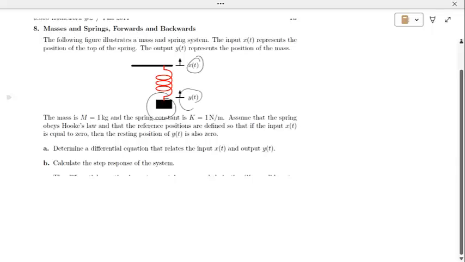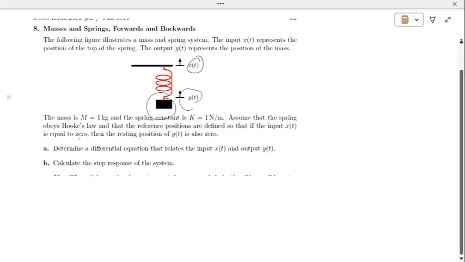Okay, so the mass is 1 kilogram. The spring constant is 1 Newton per meter. Don't worry about this, I'll help you with this. Assume that the spring obeys Hooke's law. I'll tell you what that is. And the reference positions are defined so that if the input x of t is equal to 0, the resting position of y of t is also 0.